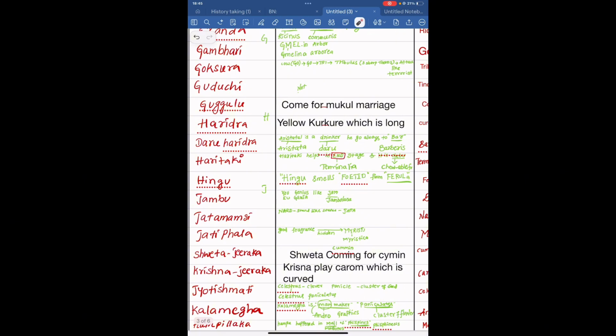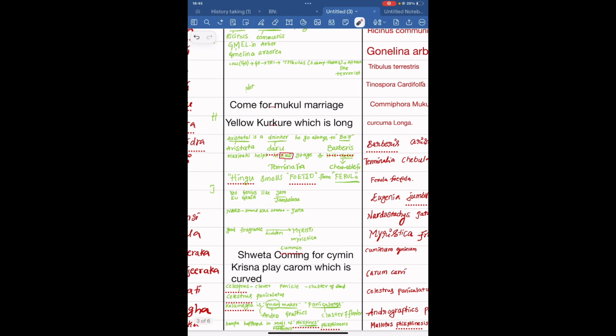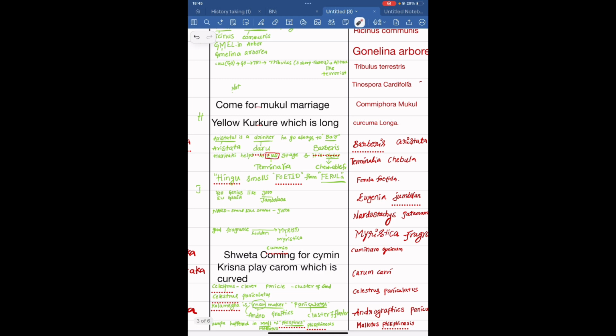Shweta Jiraka. Jiraka is again divided into two varieties: Shweta Jiraka and Krishna Jiraka. For Shweta Jiraka, there is a friend called Shweta. She is coming for Simon, an event called Simon. The word coming gives Cuminum, which we pronounce in a similar way. So that is Cuminum and Cyminum as it is. So Shweta Jiraka is Cuminum cyminum.